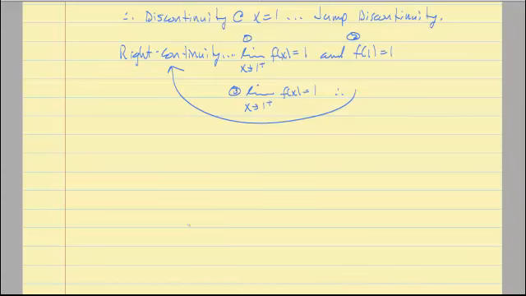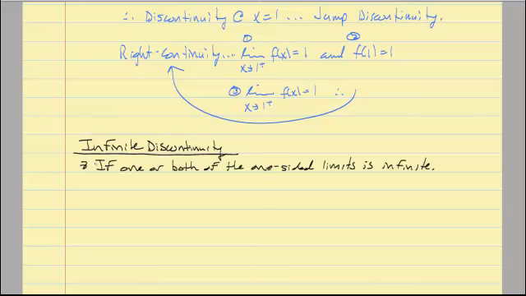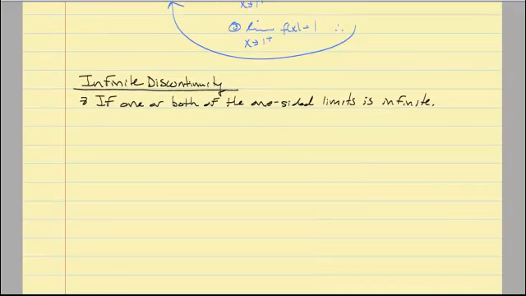Okay, now we can look at the last type of discontinuity called an infinite discontinuity. So there's three types of discontinuities. There's a removable, a jump, and an infinite discontinuity that we're going to be looking at. So we get an infinite discontinuity if one or both of the one-sided limits is infinite. And we've actually come across quite a few graphs that have that idea of infinity involved.